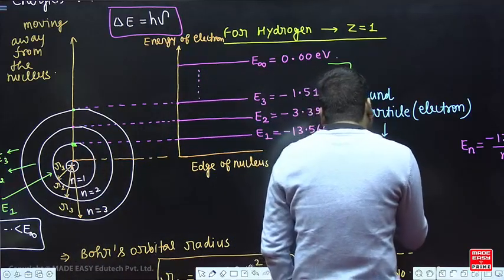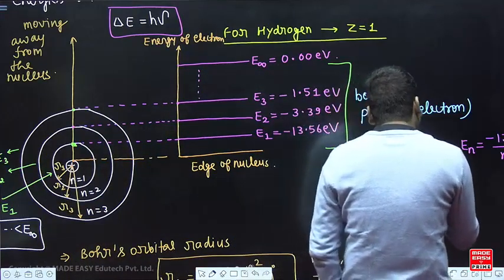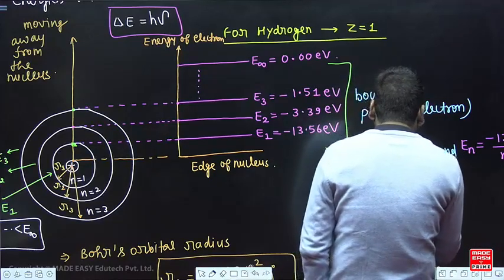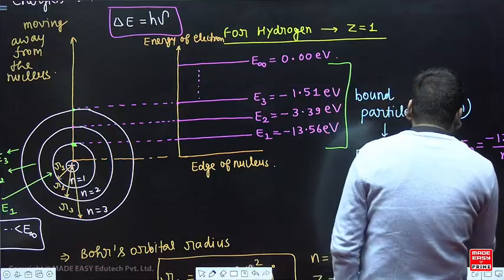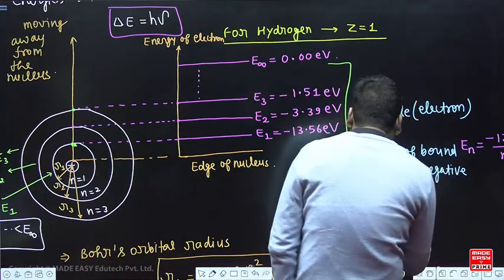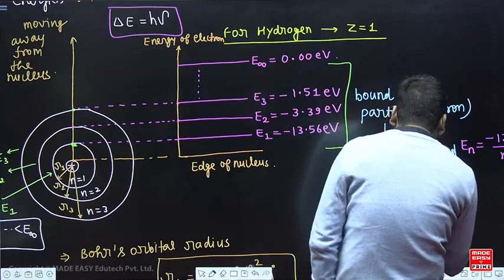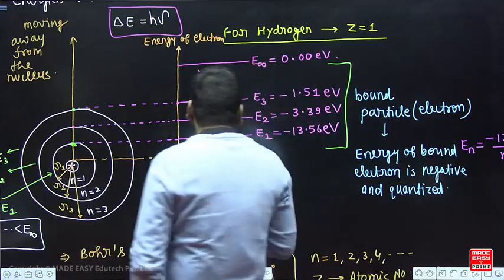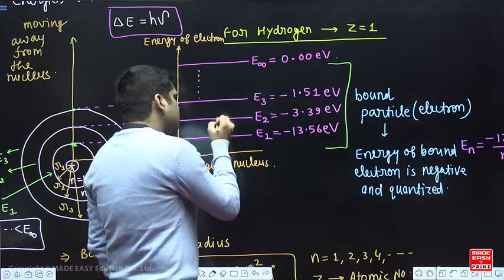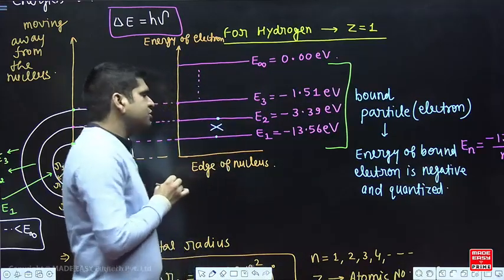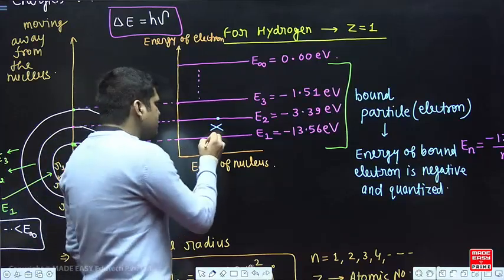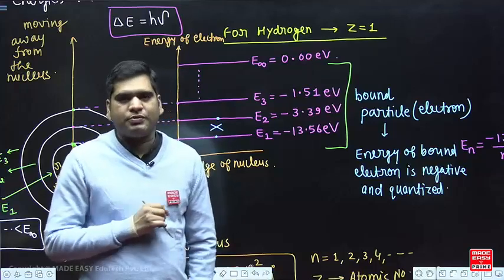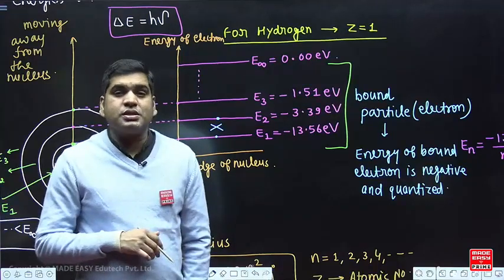Energy of bound electron is negative and quantized. Quantized means discrete. Electron can have this energy or this energy. It cannot have energy in between these two limits. So its energy is quantized. It is allowed to take certain fixed values of energy. It cannot take every value of energy, and its energy is also negative.